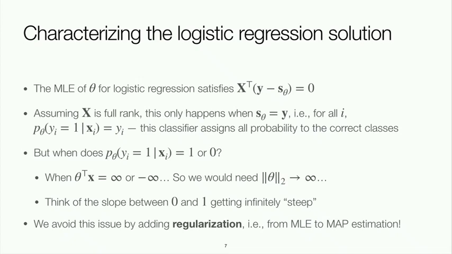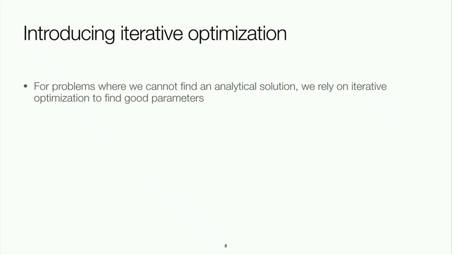Okay, you'll see more of that on your homework, I believe. For now, let's turn tail and go back and start talking about iterative optimization, which is going to be the way that we actually find solutions to problems like logistic regression. Okay, so here's a statement that's basically always true. For problems where we cannot find an analytical solution, like set the gradient equal to 0, we're basically always going to rely on iterative optimization in order to find good parameters. Okay, that statement is general enough that it's basically always true.